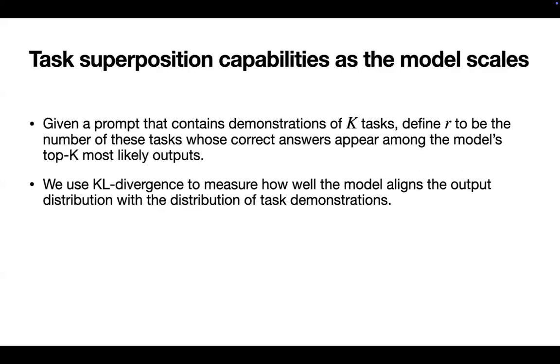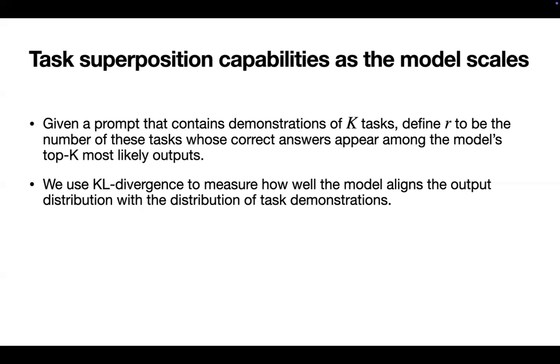So we consider the following metrics. The first metric roughly measures the capability of how the models perform multiple tasks in context. So given a prompt that contains demonstrations of, say, K tasks, we define R to be the number of tasks whose correct answers appear among the model's top 10 most likely outputs. Note that here R is less than or equal to K. So that's the first metric.